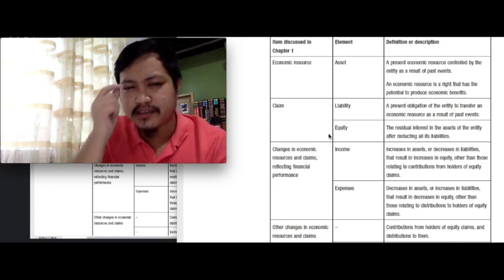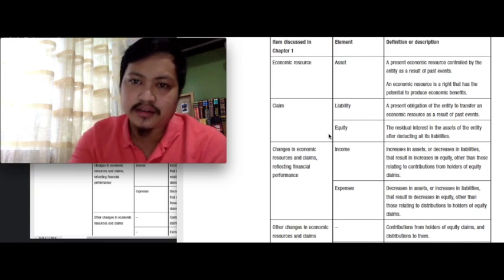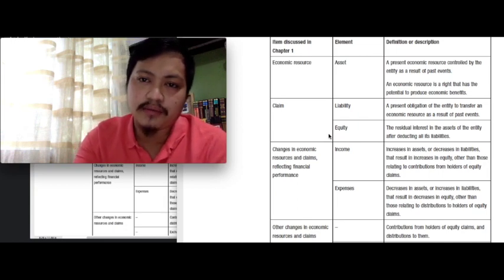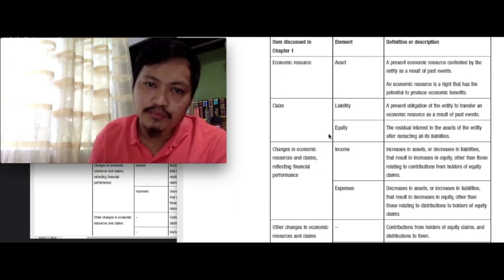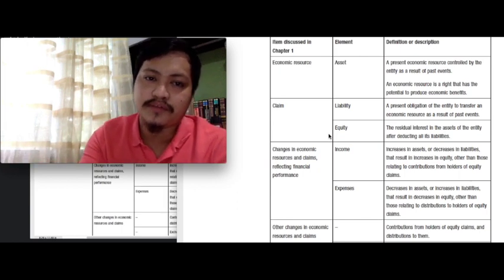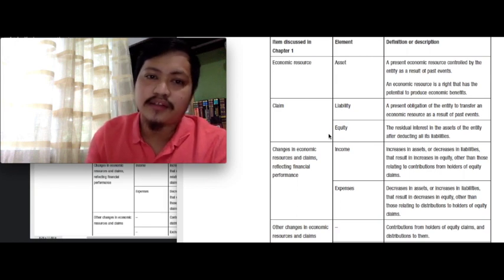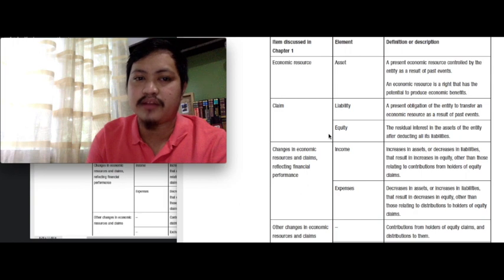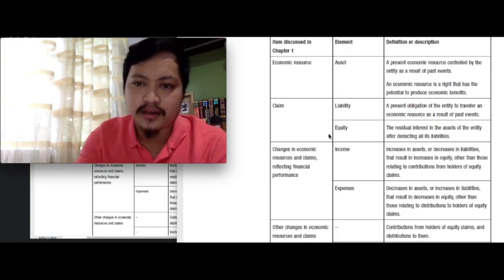So at this point, class, it's really very important for you to be able to remember and recall by heart the definition of our elements of the financial statements. Okay. But at the very least, if someone asks you what are the elements of the financial statements, you should be able to provide the answer that the elements of the financial statements are our assets, liabilities, equity, income, and expenses.